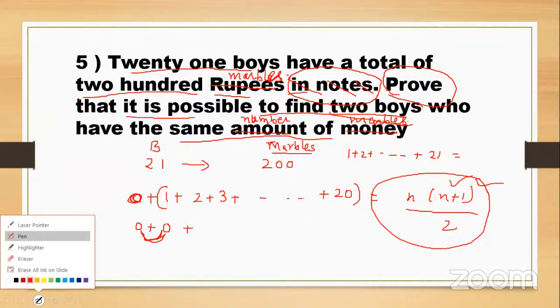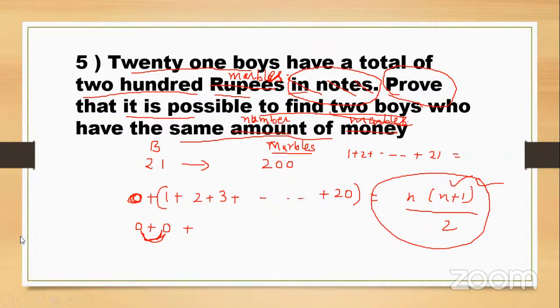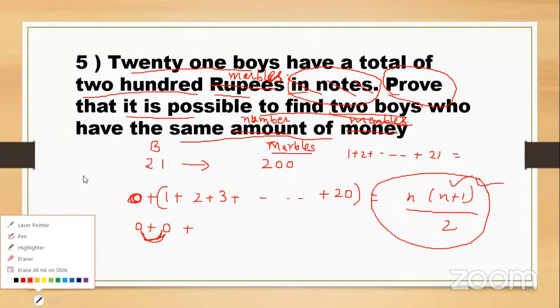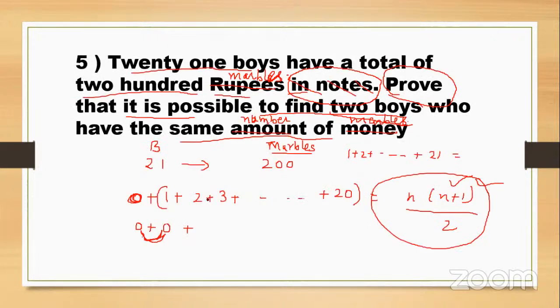Madam, I want to say something. We are having 21 people. So there are 21 C2 ways to select 2. And 21 C2 is 21 into 10, that is 210. And we want to fit these pairs into 1 to 200. So some pair will go in the same box. This way we may be able to apply it.